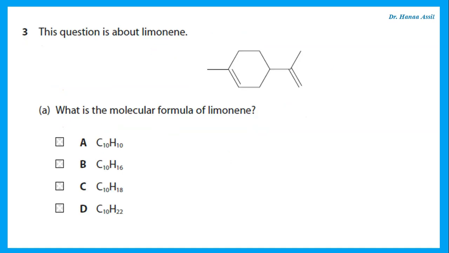This question is about limonene. What is the molecular formula of limonene? Now, when we're given something like this, it's always a good idea to decide where are the carbons, where are the hydrogens, and then count them. So, looking at this molecule, you'll find that the formula here is C10H16.